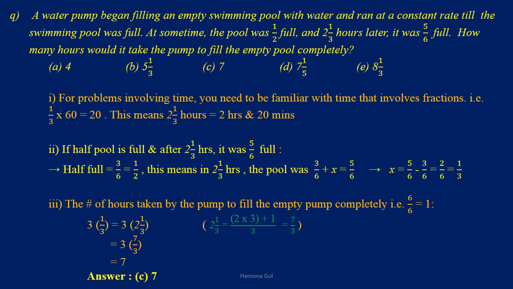So 1/3 of an hour simply means 1/3 into 60. 60 is the number of minutes in an hour, and if we simplify it, we get 20. So 1/3 hours is equal to 20 minutes, right?